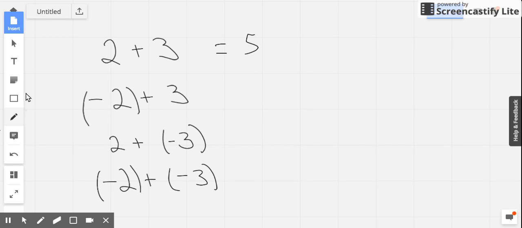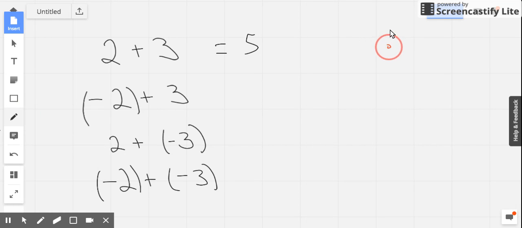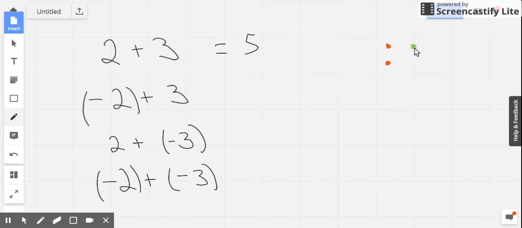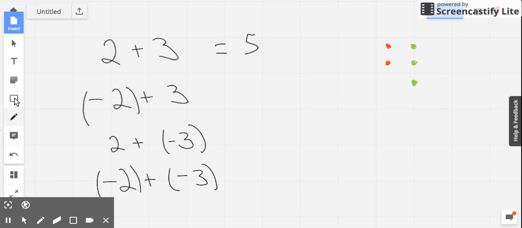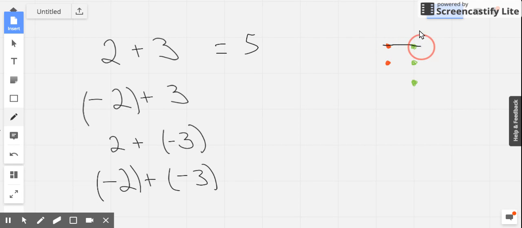Well, a way I like to think about it is I like to think about negatives versus positives. So in this case, I have two negatives. So I put one negative, two negative, and I've got three positives. So I put one positive, two positives, three positives. Now, it's important to note that every time there's a negative and a positive, they cancel each other out because one negative and one positive result in 0. So negative and positive cancel out to 0.